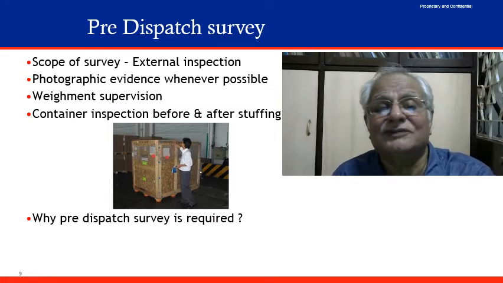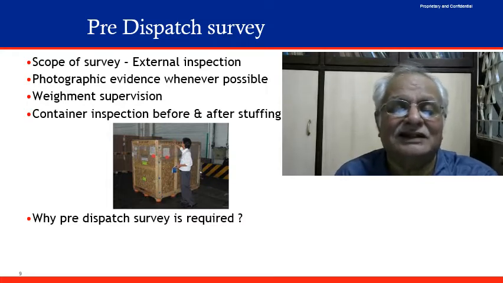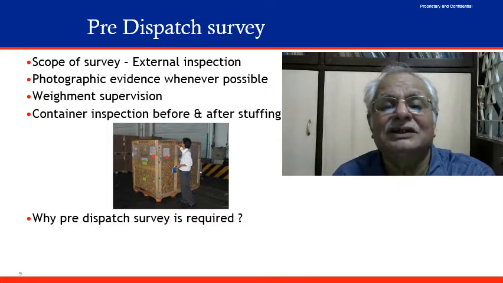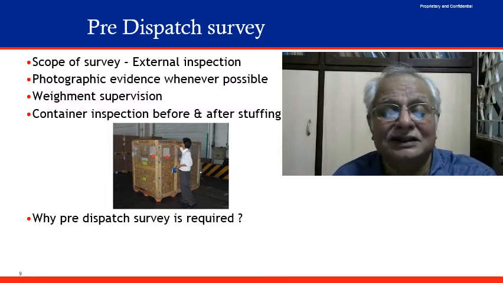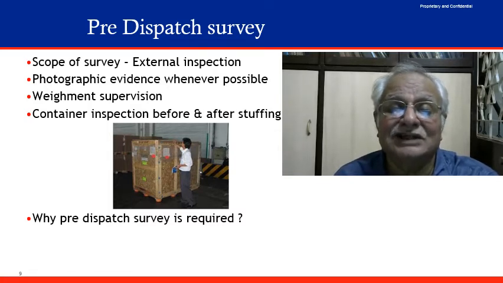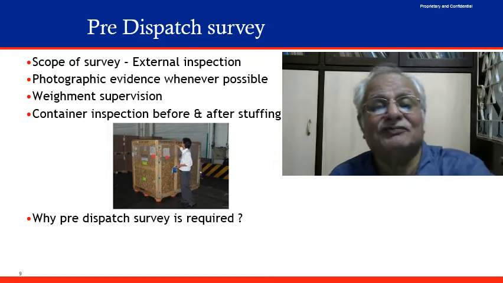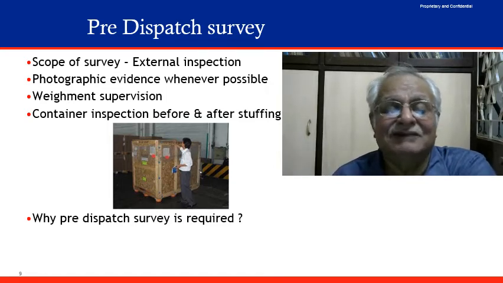Now, what is the scope of the survey? It is only an external survey. You cannot open the packet because it cannot be repacked and the damages will be more. So it is only an external survey, and the surveyor should be competent enough to comment on the possibility of internal damages by looking at the external packages. No surveyor should tell them to open the package, because then it cannot be repacked. Then he should ask for photographic evidence. Nowadays with mobile cell phone cameras, giving photographic evidence is not difficult.